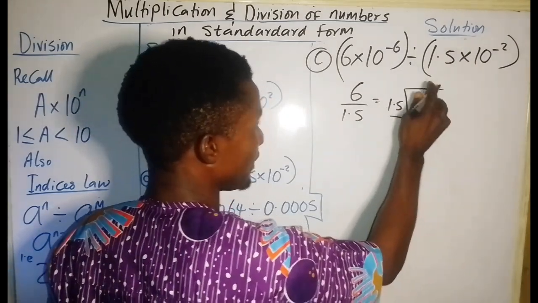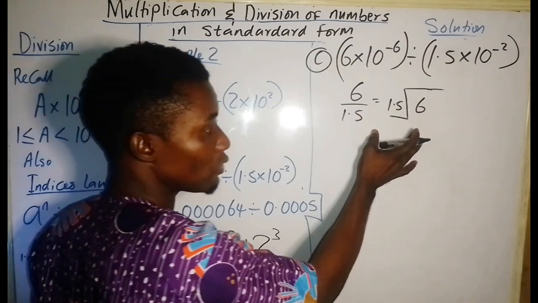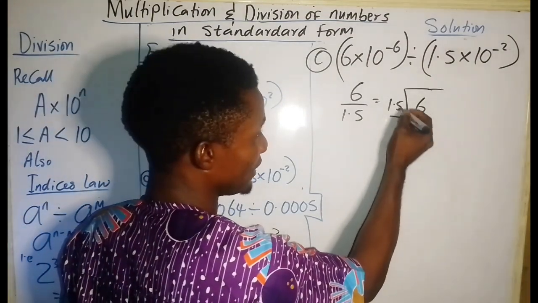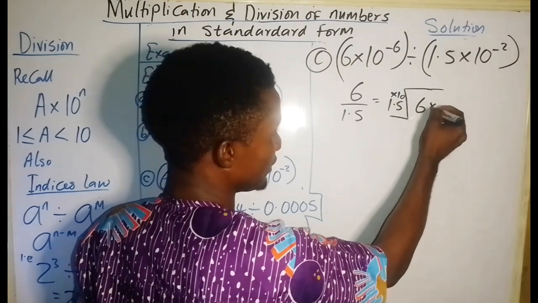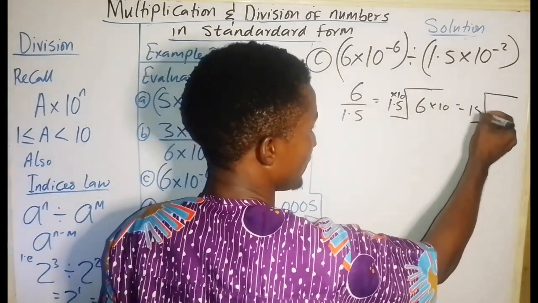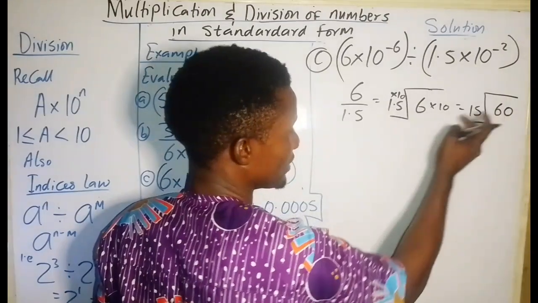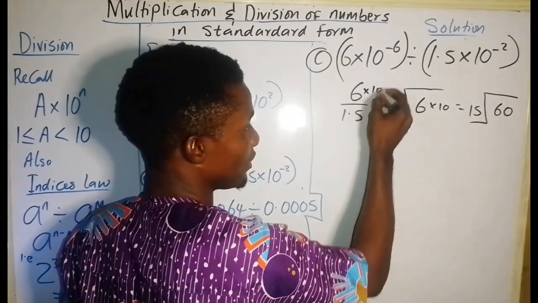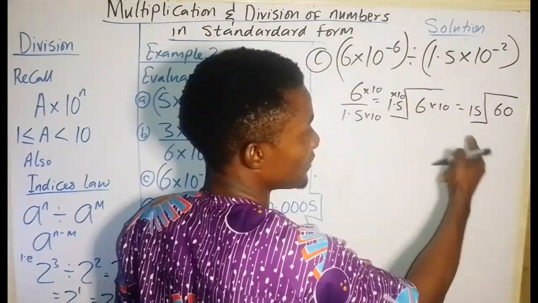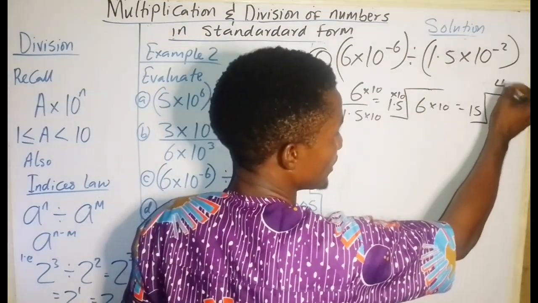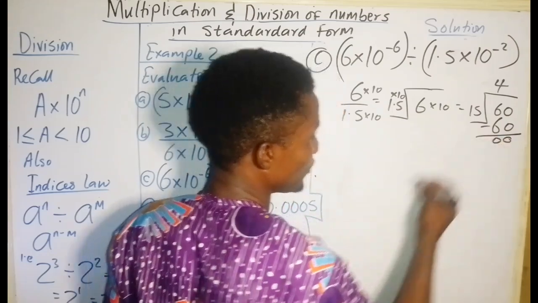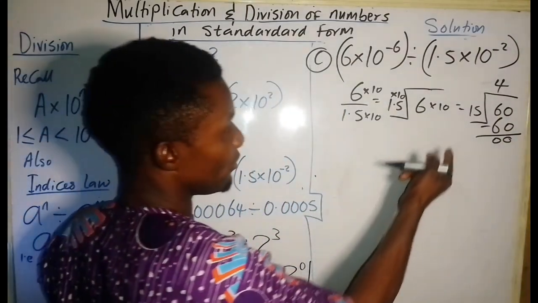Now this number here, we need to make the number to be a whole number before we can do anything here. So let's times this by 10, then this also by 10. So we're going to be having 60 divided by 15. So 15 can go in 60 how many times? It can go 4 times. 4 times 15 will give us 60. 60 minus 60 will be 0. So we dealt with that.